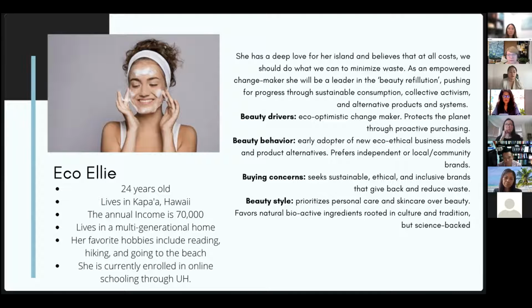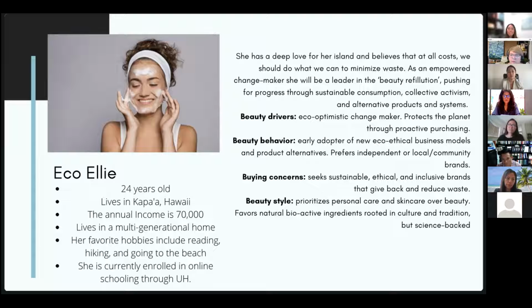So from this, I can identify that if I introduce a new product to her that meets the criteria from her drivers, she's going to be more inclined to want to purchase or try out my product. And she prefers independent or local and community brands, which I stated in the beginning that our company is a Hawaii-based brand. Our products are local, eco-friendly, and sustainable.